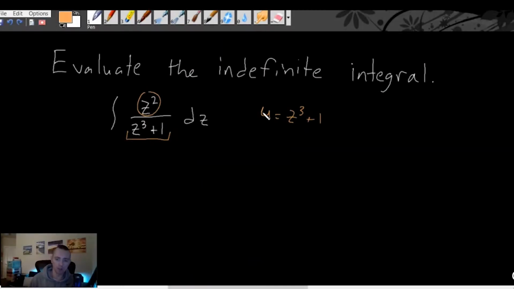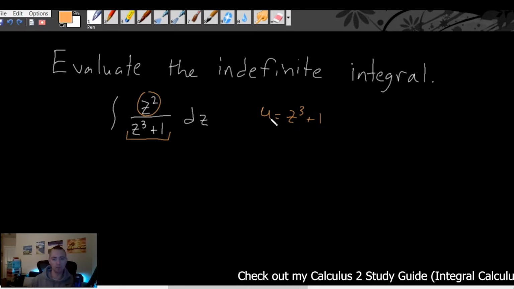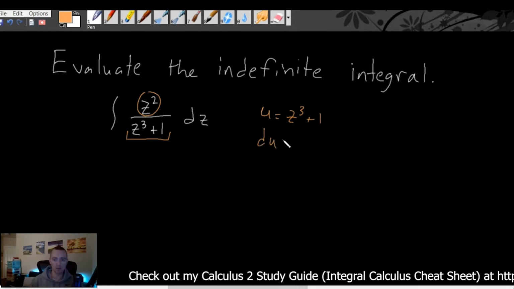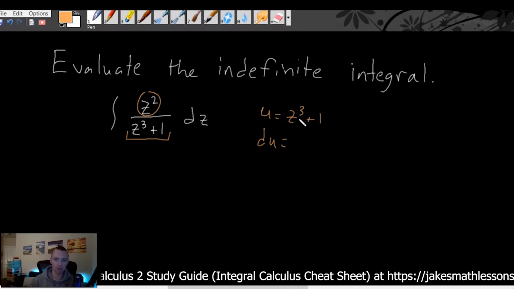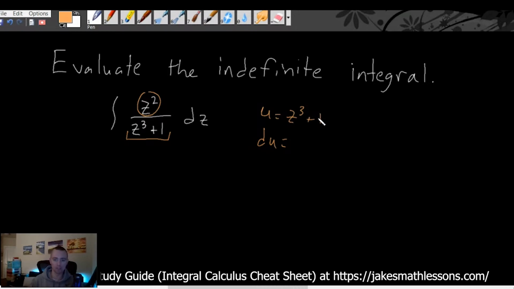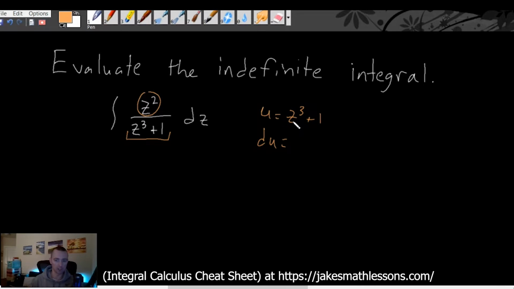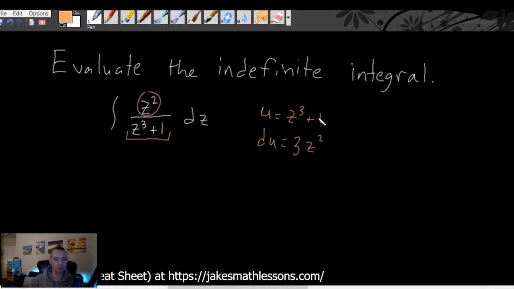Now that we've decided what we want to make our u, we can actually go about applying this substitution and integrating to figure out what the integral actually is. So like we did in the last example, once we figure out what our u is, what we want to do then is figure out du, which is just going to be the derivative of u. So the derivative of this thing. Well, like we already figured out, the derivative of z cubed plus 1, we can just use the power rule. It's going to be 3z squared, and the derivative of the 1 is 0. So it's just going to be 3z squared.